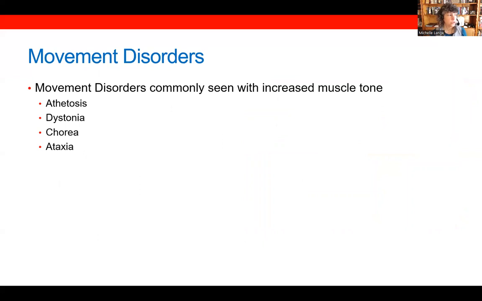Now, something that also is very common in people who have increased tone are movement disorders. Movement disorders that we commonly see with people who have increased muscle tone include athetosis, dystonia, chorea, and ataxia.